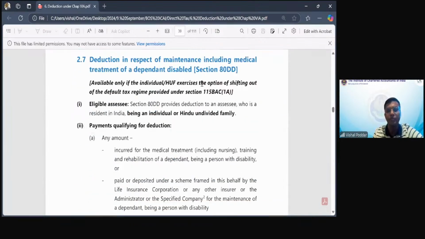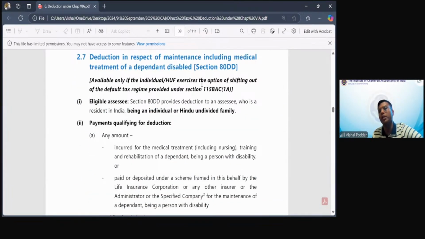This is okay. That is section 80D. Any doubts, students? Up to 80D?